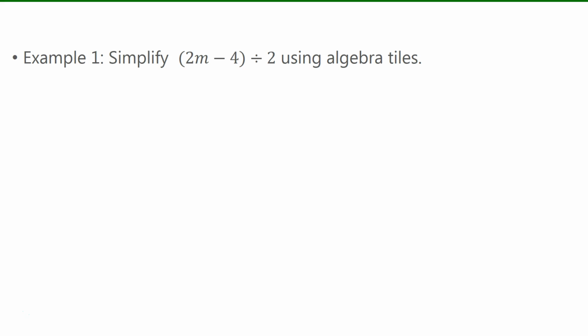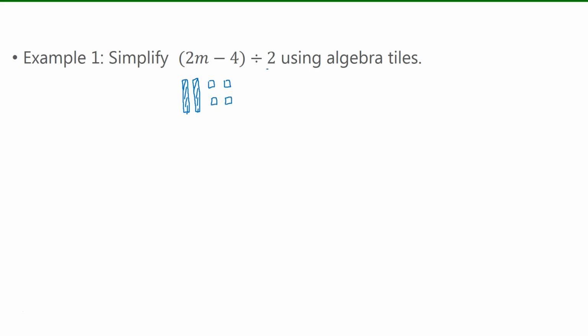Example 1, we have to simplify 2m minus 4 divided by 2. So we'll start by modeling 2m minus 4.